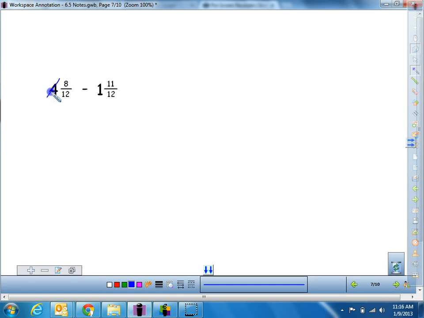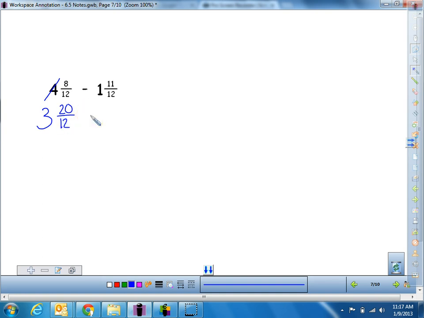So we're going to reduce this one by 1. So now I've got 3 as my whole number. That 1 that I'm borrowing, I'm converting that whole number into 12/12. I already have 12 here, so that tells me what I want to convert it to. So I have 12 twelfths plus my original 8 twelfths.